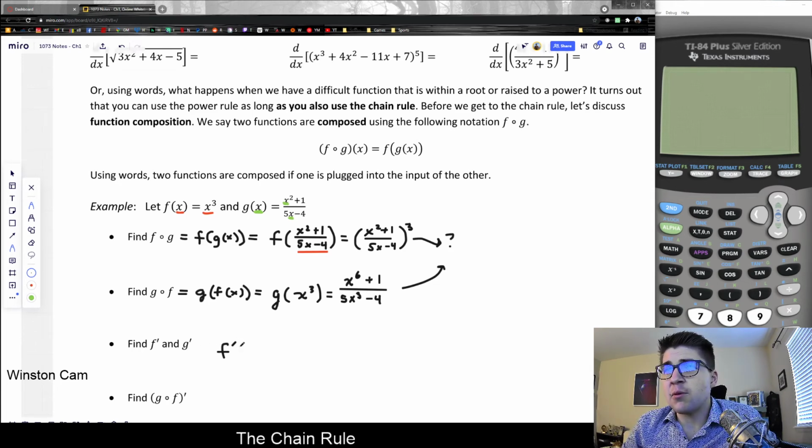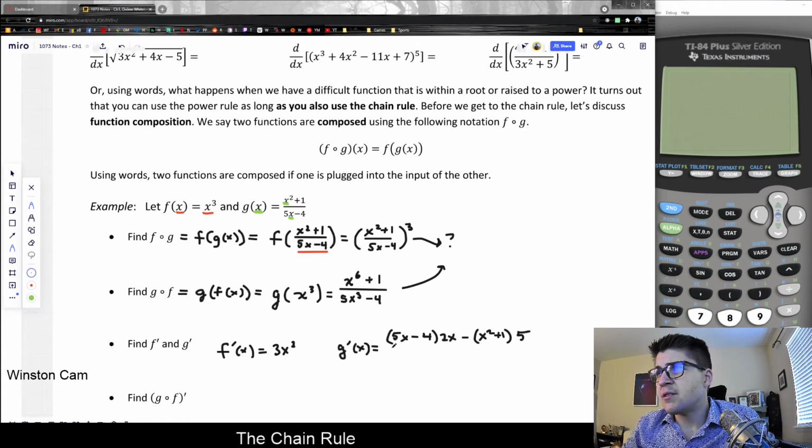So what is f prime of x? That's just x cubed, so we could apply the power rule and we would get 3x squared. Now g is a little bit more complicated, but we could use the quotient rule. So for g prime, it would be low d high, which would just be 2x, minus high d low, which would just be 5, square the bottom, and away we go. It would just be 5x minus 4 quantity squared.